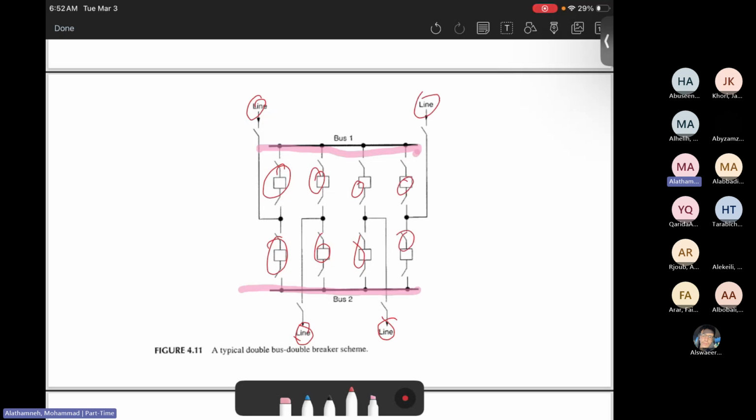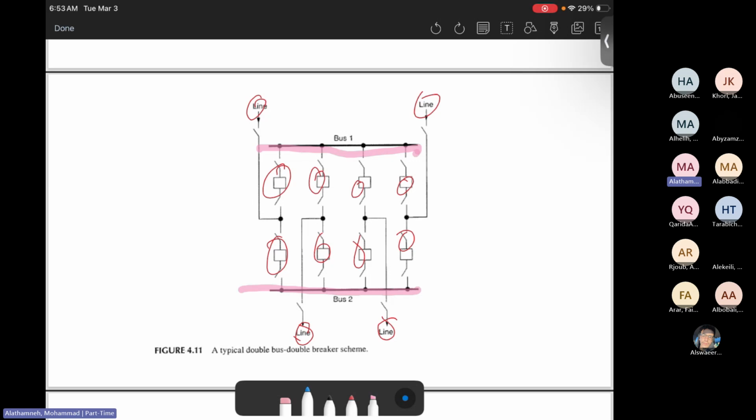What's the point of having two? Let's assume there's something wrong in bus bar number one, out of service. Then bus bar number two is sufficient to supply power. How about the opposite? Something wrong in bus bar number two, bus bar number one is sufficient to supply the power. So in this situation, we have an extra backup. If there's something wrong with bus one, bus two will take care of it, and vice versa. That's the advantage of having double bus bar, double breaker.